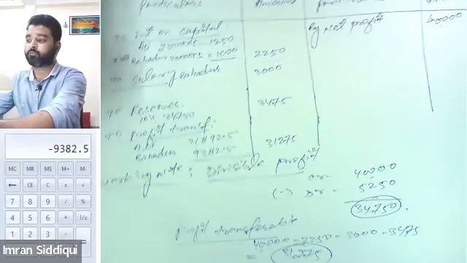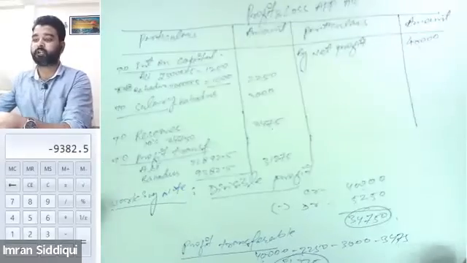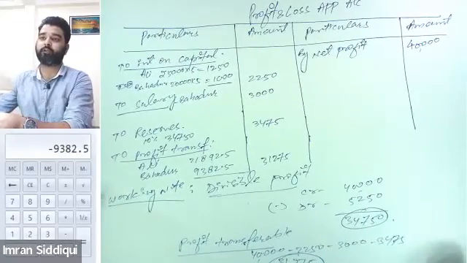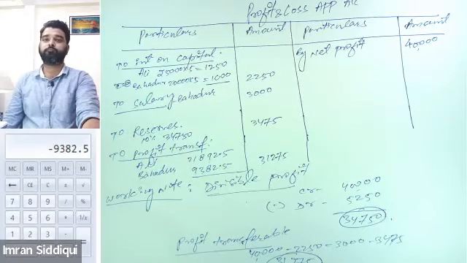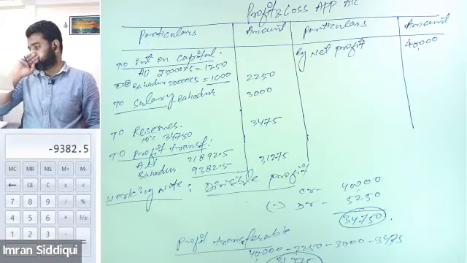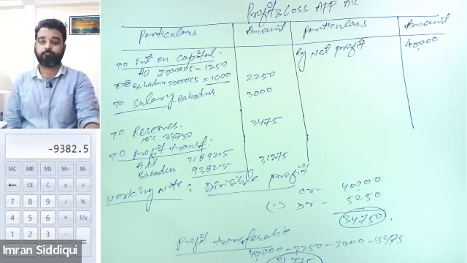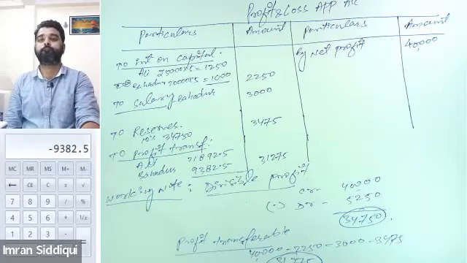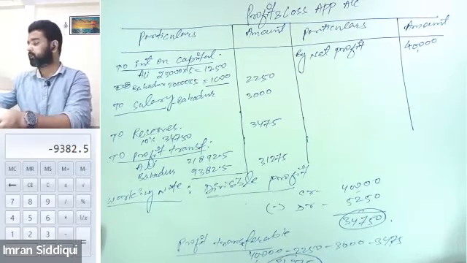So this is it, guys. This is profit and loss appropriation. Please note it down. Let me know when you are done, and then we will start preparing the capital account for both the parties. Note it down. Let me know when you are done.